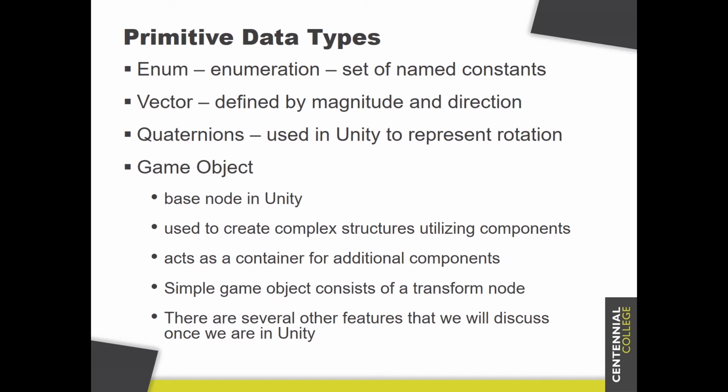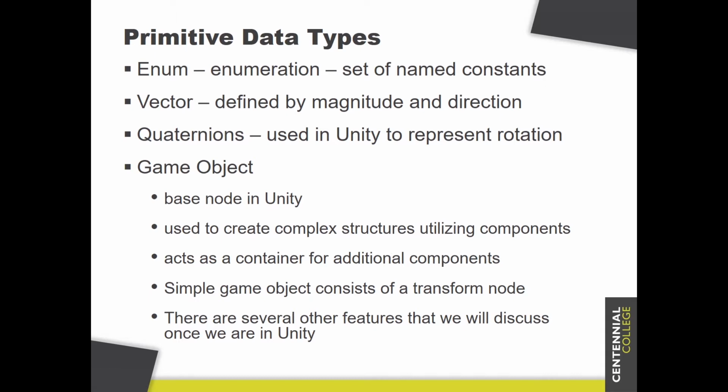Additionally, we have enums, vectors, quaternions, and game objects. An enum, or an enumeration, is a set of named constants. So what does that mean? Let's say we want to talk about the cardinal directions of the compass: north, south, east, and west. We could somewhere in code say north is equal to 1 and south is equal to 0 and so on, and therefore refer to north, south, east, and west in numerical form as an integer, 1, 0, 2, 3, I guess.